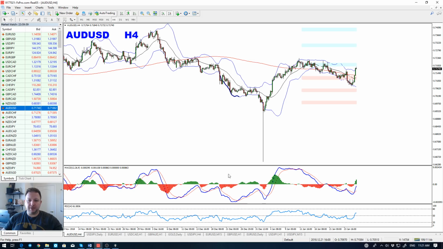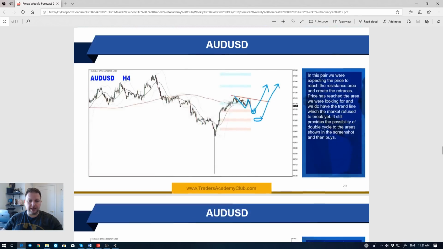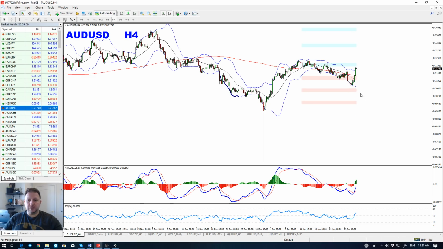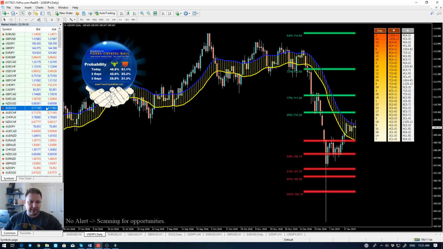And what we have here is basically exactly the plan. That's what we wanted to see, bouncing from one of the supportive areas. We got a supportive area right here and the red line. Boom. Now we also had this as a statistical.